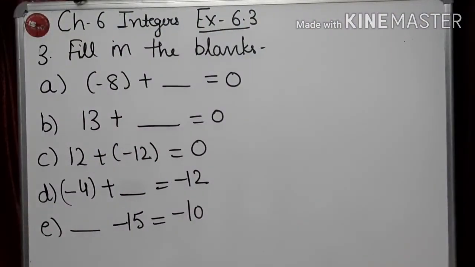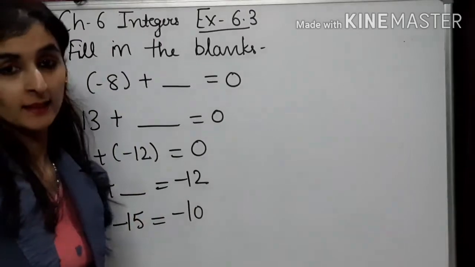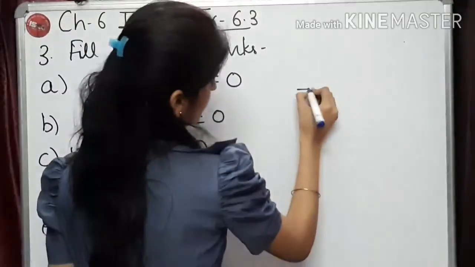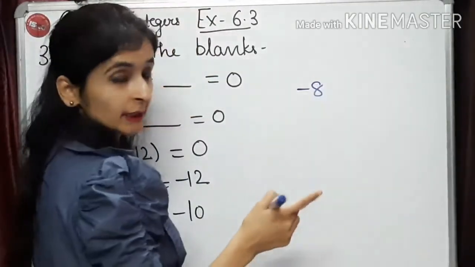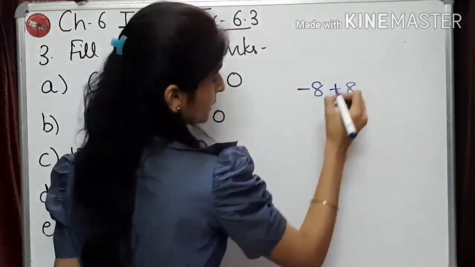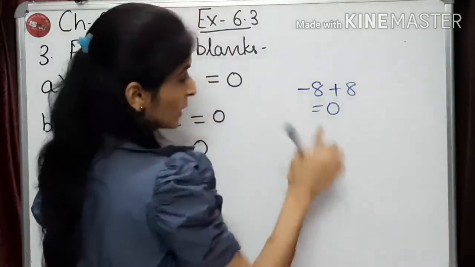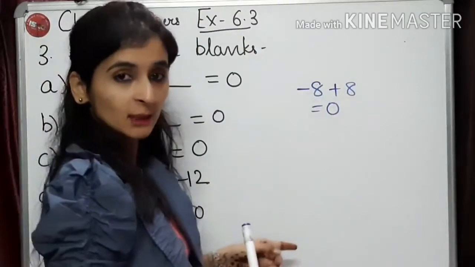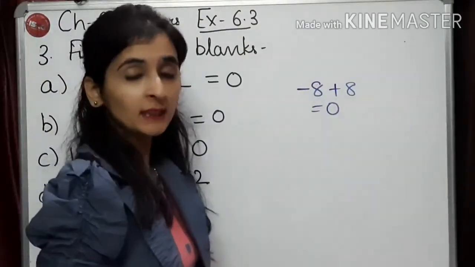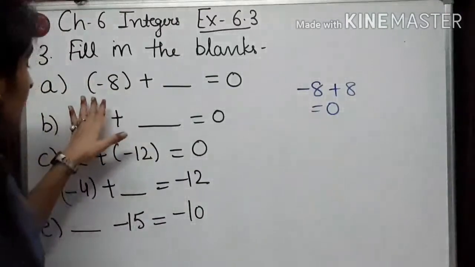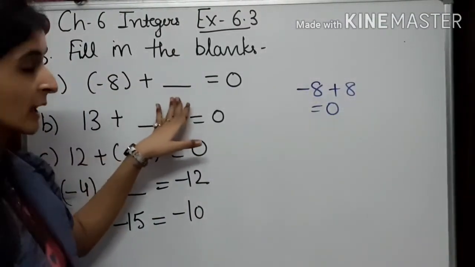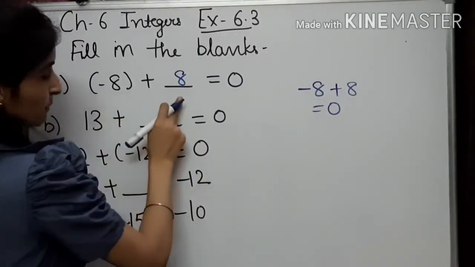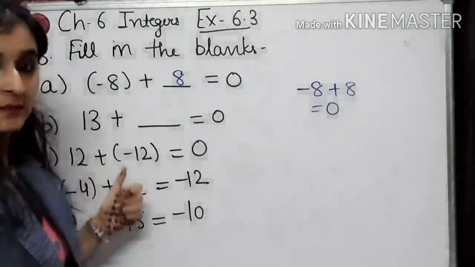Then we have question number 3. Fill in the blanks. Children, remember one thing. When we add negative integer to its positive, then it will become 0. Minus 8 plus 8 will be 0. Minus 9 plus 9 will be 0. Minus 11 plus 11 will be 0. So here we have minus 8 plus. So what we will add here? We will add 8. So minus 8 plus 8 will be equal to 0.